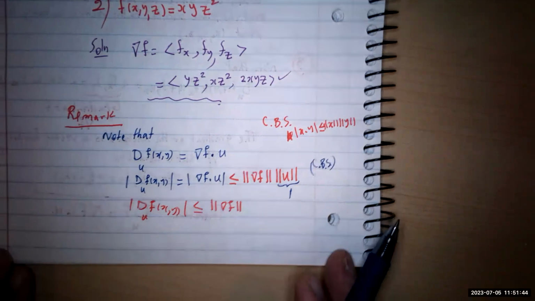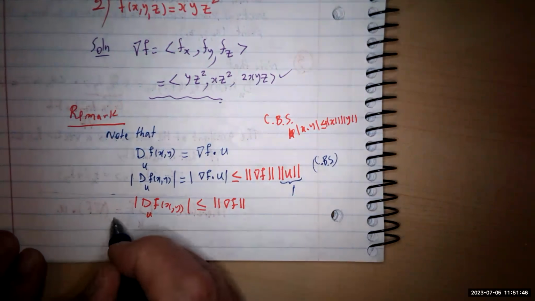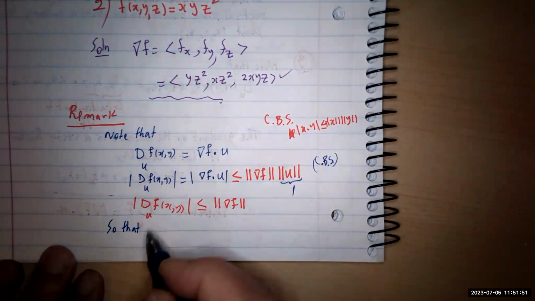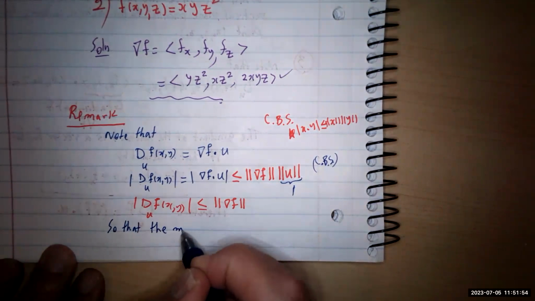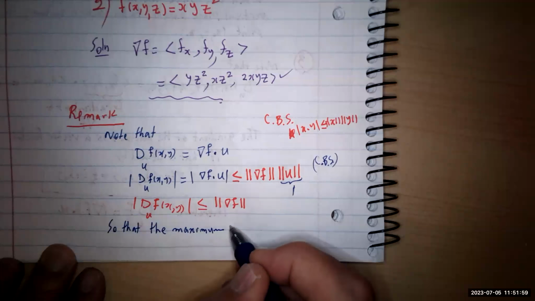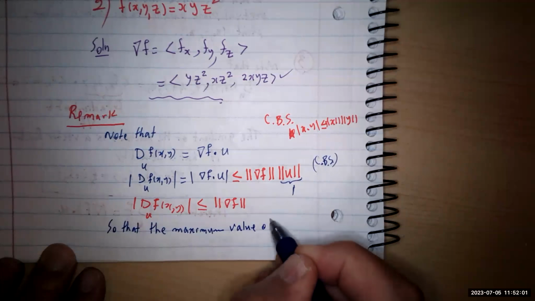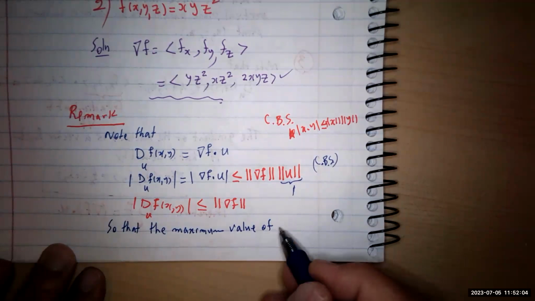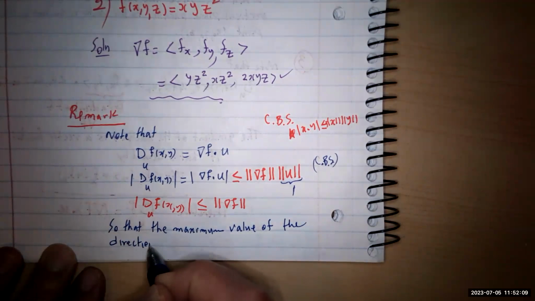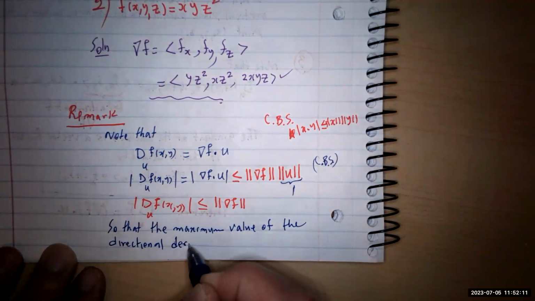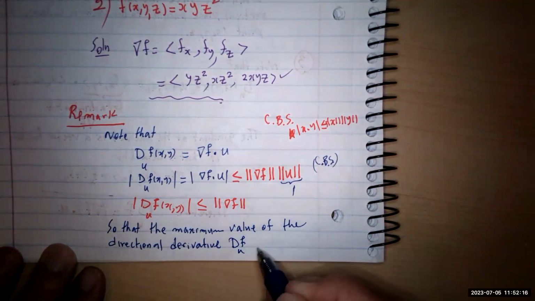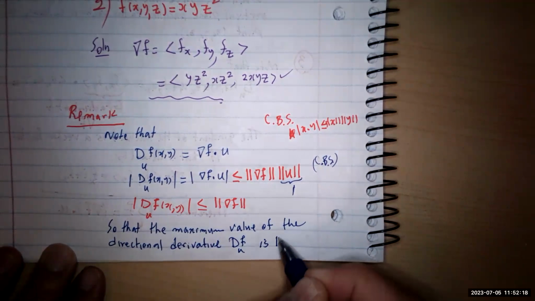So I finished this one. I write it down as a theorem for you so you can use it. So what I did easily, I find that the maximum value of the directional derivative is simply the norm of the gradient vector.